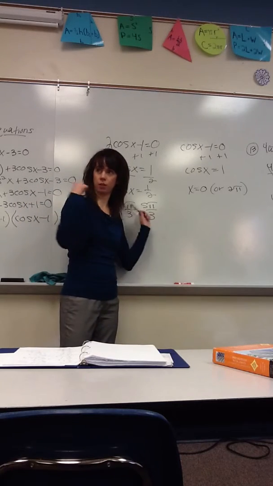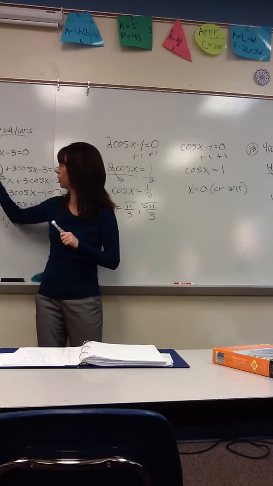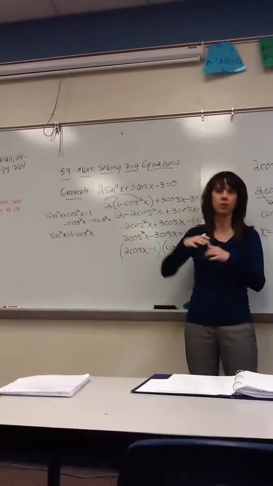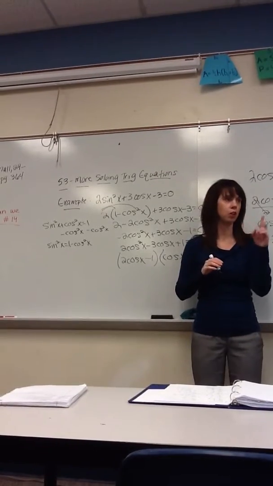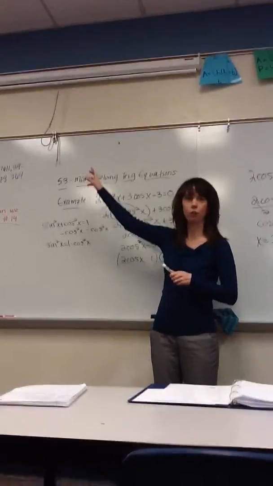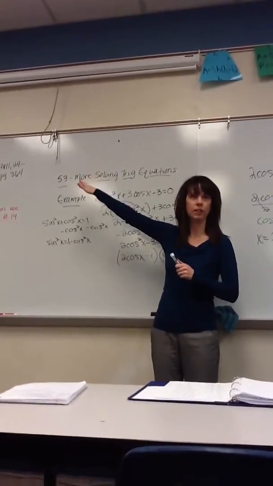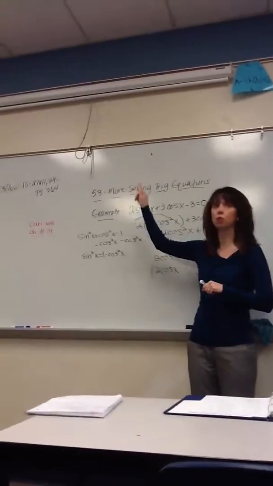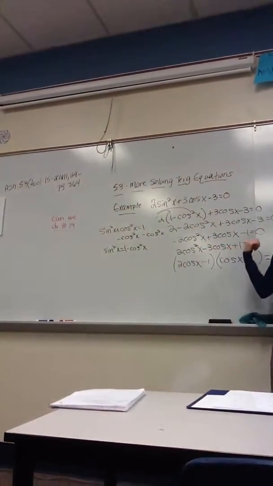To use this process, this thing right here, the initial replacing sine squared with something else, or replacing cosine squared with something else, you need to use that in numbers 22 and 29 on your assignment today. That's your assignment. If you had it written down already, make a little note to yourself that 22 and 29, you're going to do something similar to this.